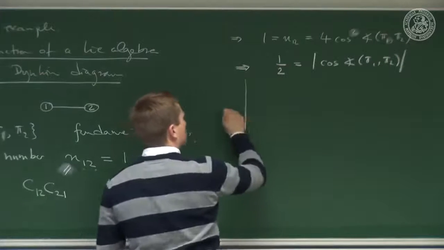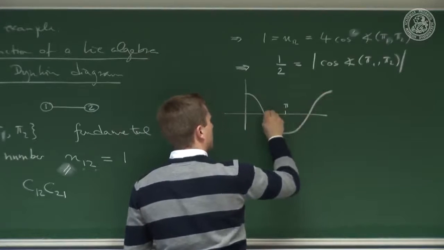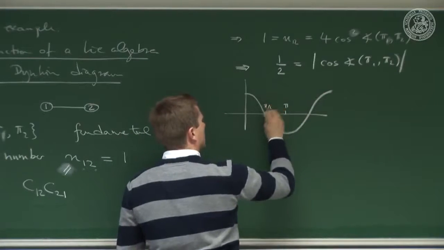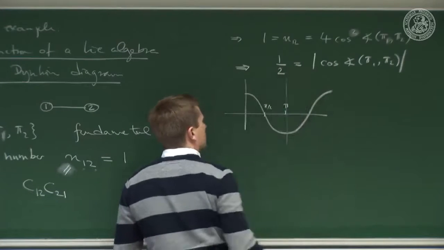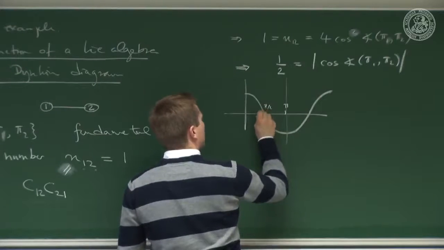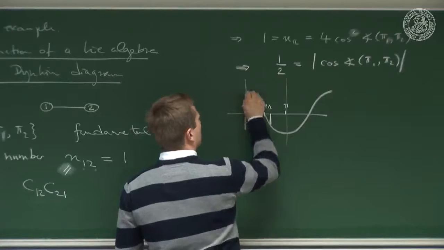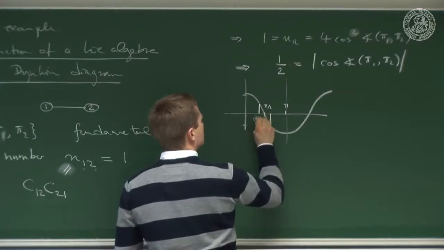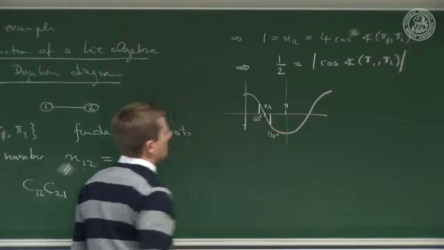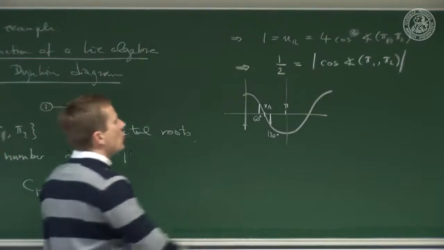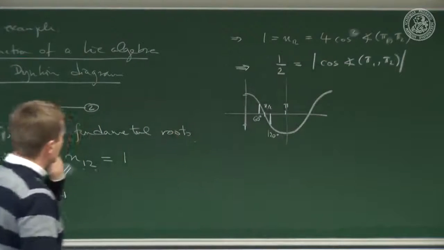And if we think about the cosine, there are actually two places where the absolute value of the cosine is 1/2, and that is at 60 degrees, and that is at 120 degrees. Okay? The question is, which of the two is the right solution? So by taking the square root, we lost this.